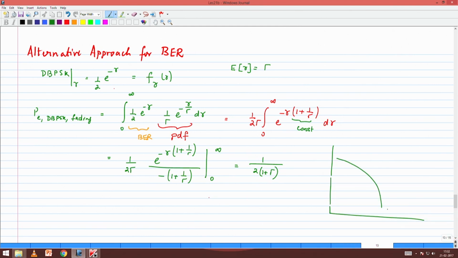This is the BER in AWGN, the corresponding graph in fading channel, which we have already drawn before. For the first time, we're actually showing that this is indeed the case.